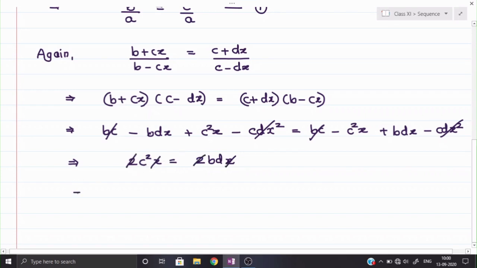What we are getting here? c square is equal to bd, or we can say c into c will be equal to b into d, right? 1b I am bringing upon c, and 1c I am sending onto the right hand side, that will be d upon c. Equation number 2.